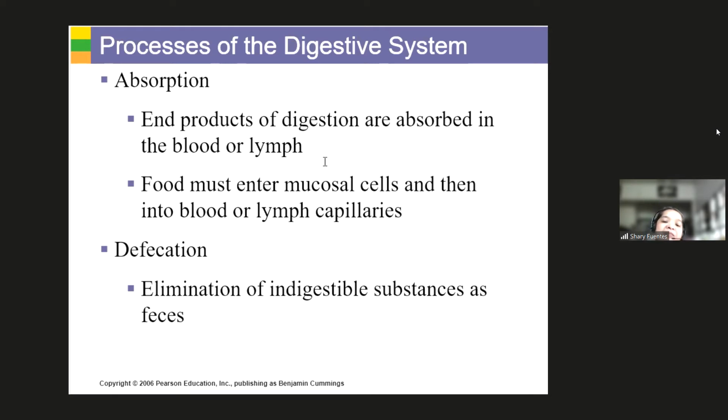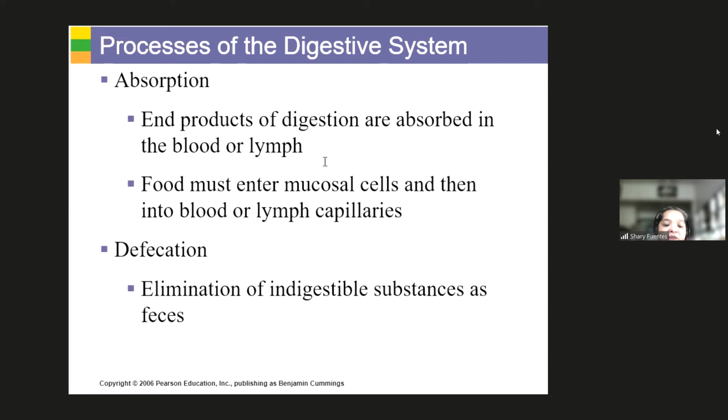So the food must enter first the mucosal cell, kasi nandoon sila, yung nasa lining ng ating bilay, di ba? And then sa likod, nandoon yung mga blood vessels at saka lymph capillaries. So dadaan muna sila sa mucosal cells and then into the blood and then the lymph capillaries where they're being absorbed, okay? And then remember that the major site of absorption is the small intestine. So that's the small intestine.